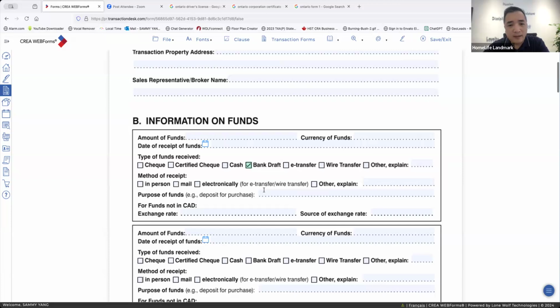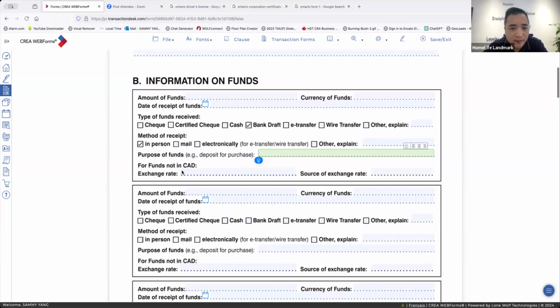And either we deliver it to the listing brokerage, or we directly deposit it to their trust account. So right now, the most common options are a bank draft delivered in person to the listing brokerage, or deposited in person to the listing brokerage trust account. And the next one, purpose, is for deposit. Yes, deposit. For the rest of the information, usually we don't need it because this is Canadian dollar only.